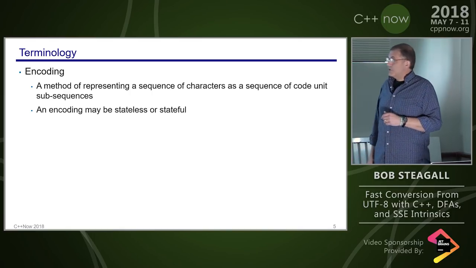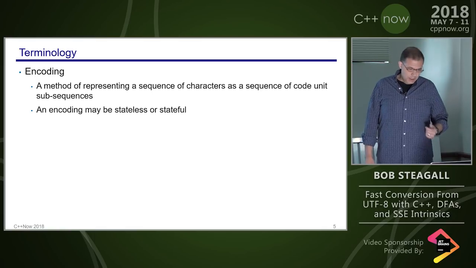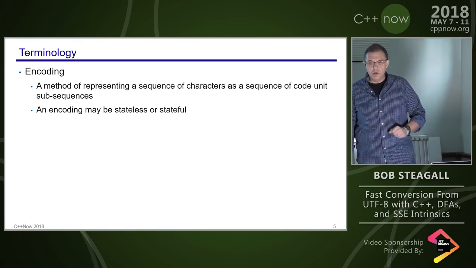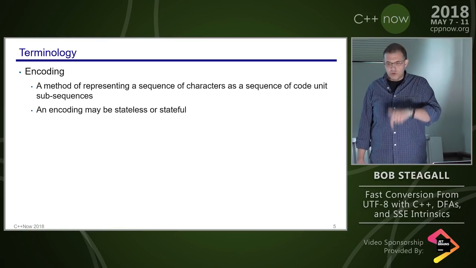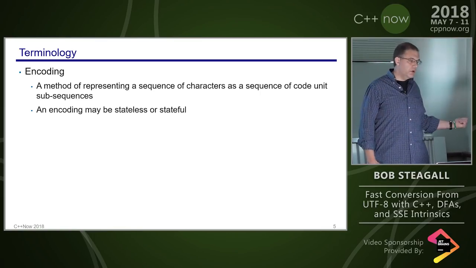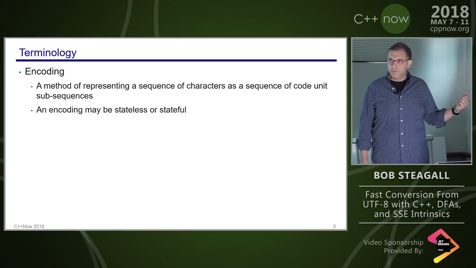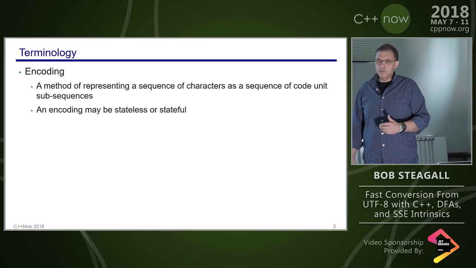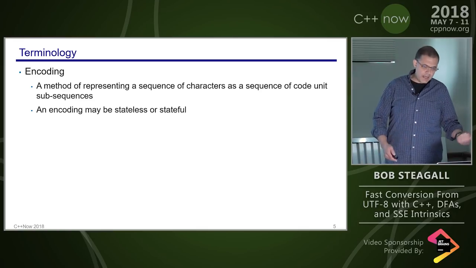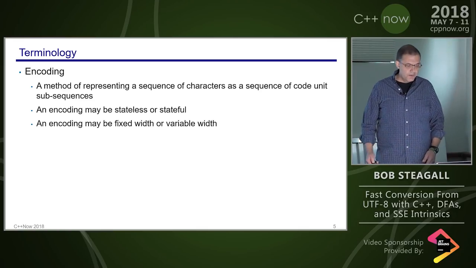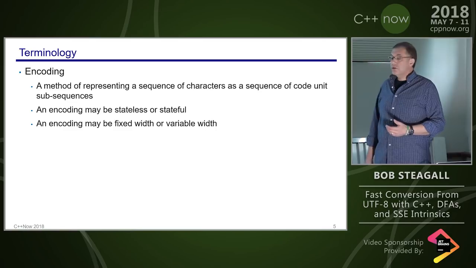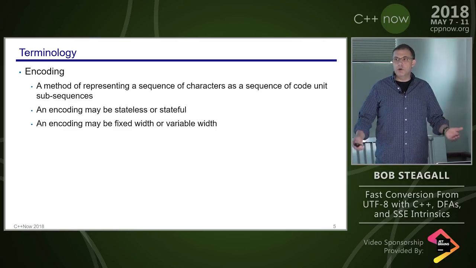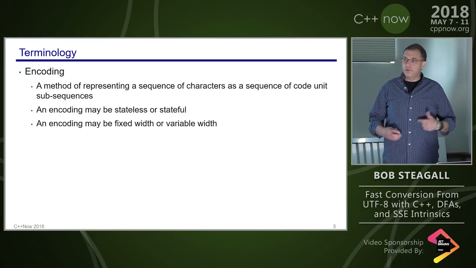Encodings can be stateless or stateful. A stateful encoding is one in which, as you are encoding the stream of code units, the encoding you do right now depends on some encoding you did previously. And of course, a stateless encoding is one in which your current actions do not depend on past actions that you've taken. An encoding can be fixed width or it can be variable width. UTF-32 is a fixed width encoding. UTF-8 is a variable width encoding.